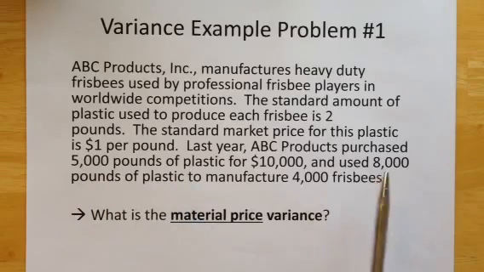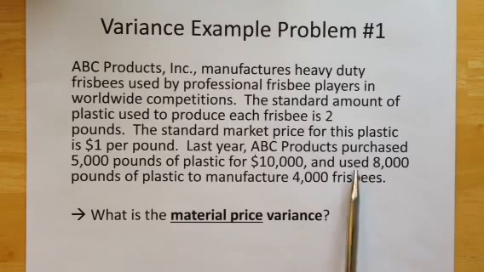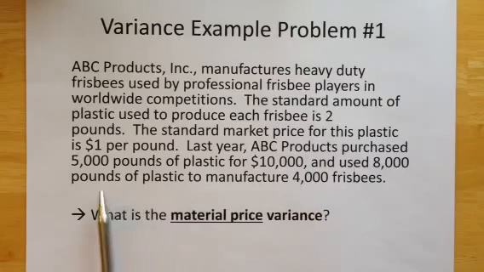Also be very careful, we have two quantities here for pounds of plastic. 5,000 pounds of plastic is what we purchased last year, but we actually used as much as 8,000 pounds of plastic to manufacture 4,000 frisbees last year. So keep separate in your mind, there's an amount of plastic that we purchased and an amount of plastic that we used last year. So let's go ahead and do this calculation for the material price variance.